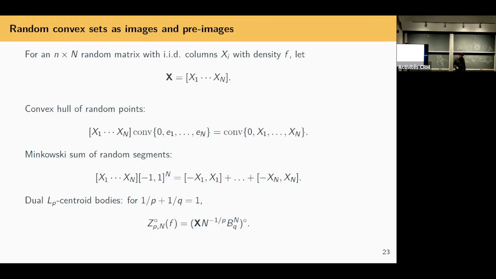What happens when a matrix acts on the cube? It's a set of linear combinations of the columns where the coefficients come from the cube.